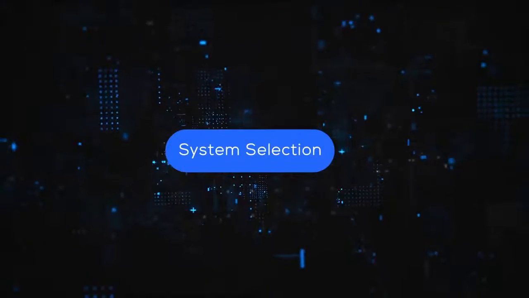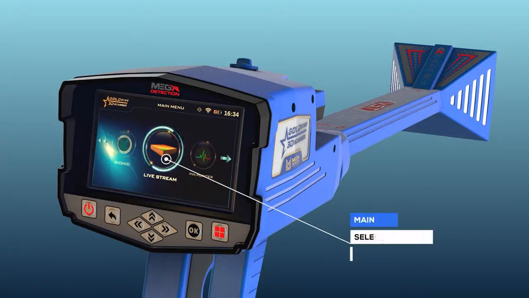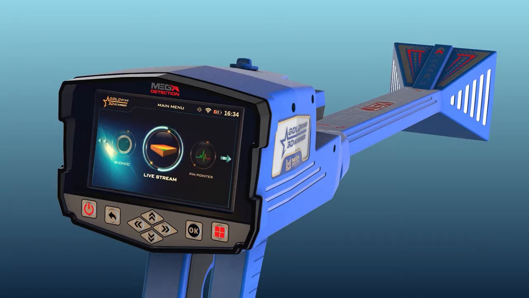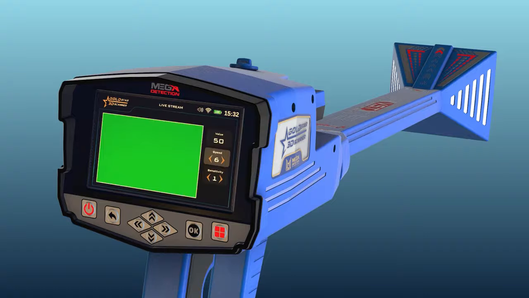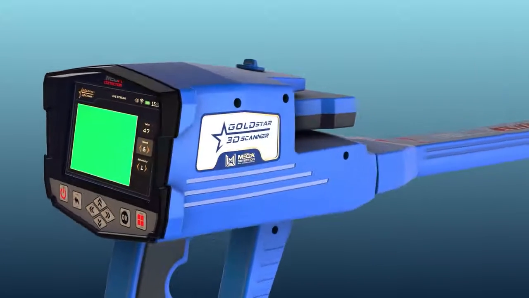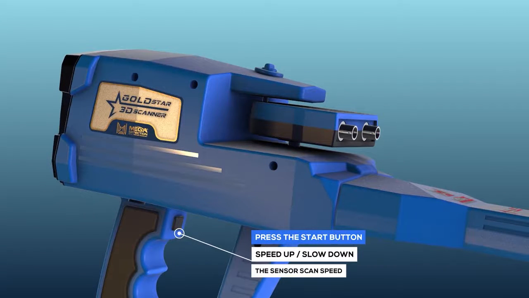System selection. To start using, select Live Stream System from the main menu, and then press the OK button. Note: use the scanner speed option to speed up, slow down the sensor scan speed. To use it after changing, press the Start button of the device to set it.